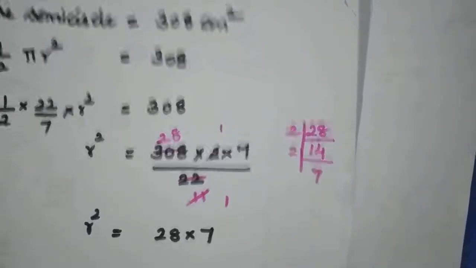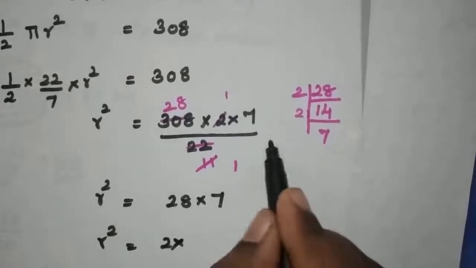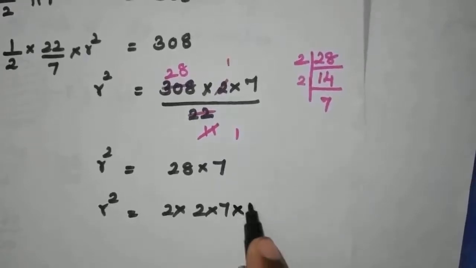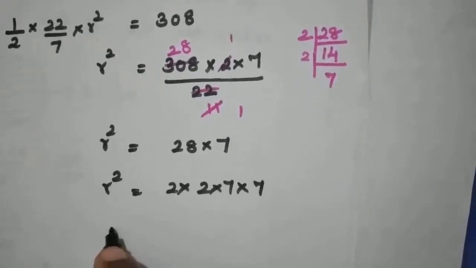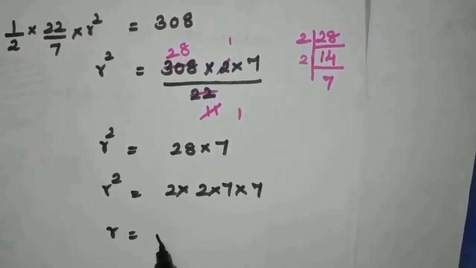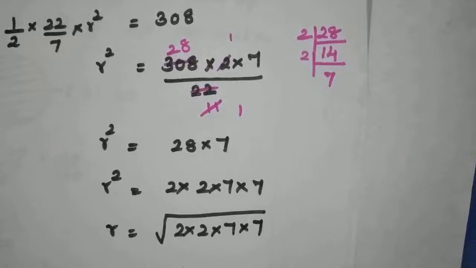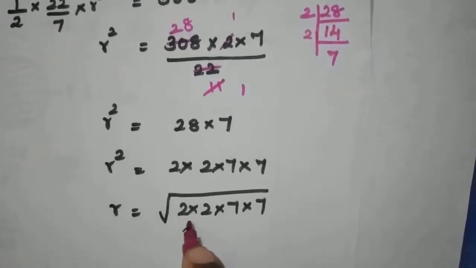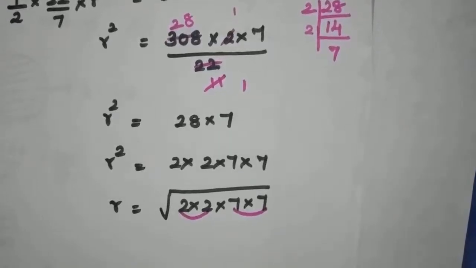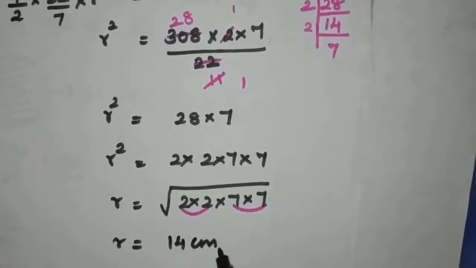So you can write the number 28 as 2 into 2 into 7. Again here 1 7 is there. So you can write this one as such. r is equal to the square root of 2 into 2 into 7 into 7. So for these two 2s, we have to take one 2 outside, and here we have to take one 7 outside. So r is equal to 14 centimeter.